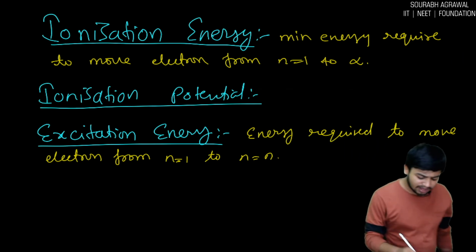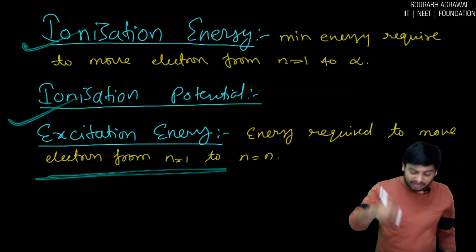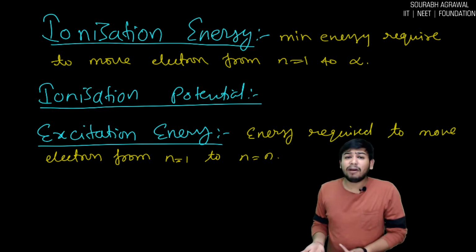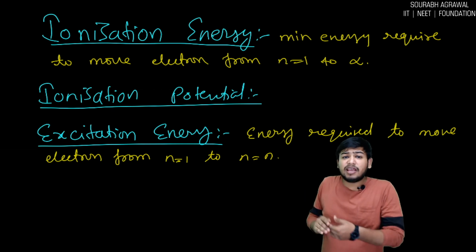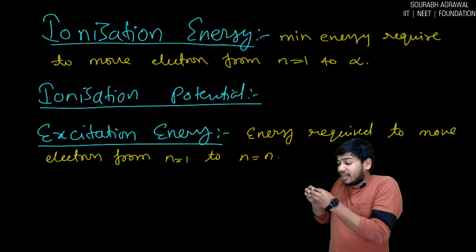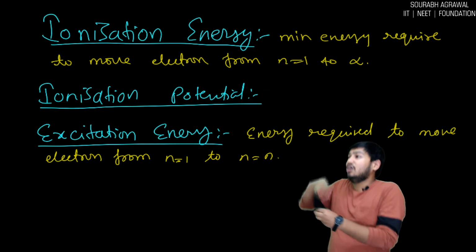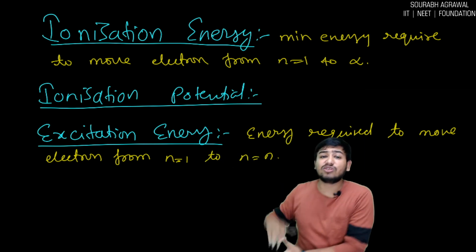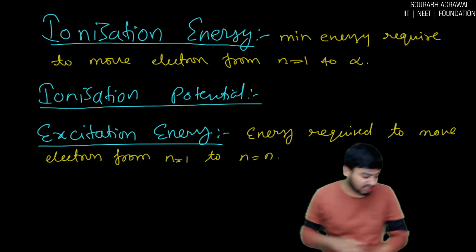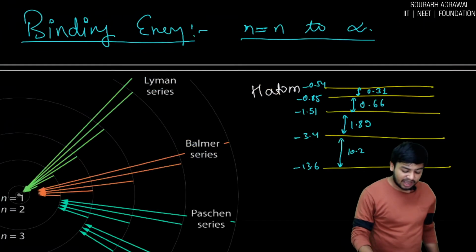Simple, very simple. Now what is excitation energy? Simple. Excited state is there, so simply excitation energy. If you want to take an electron from one state to another state, then the energy required is known as excitation energy.